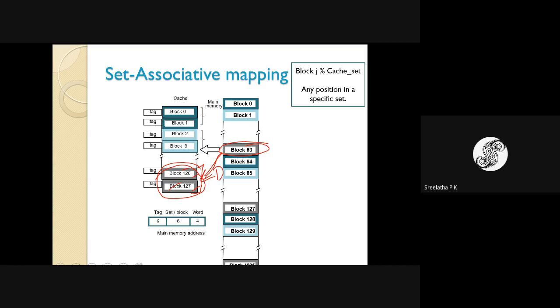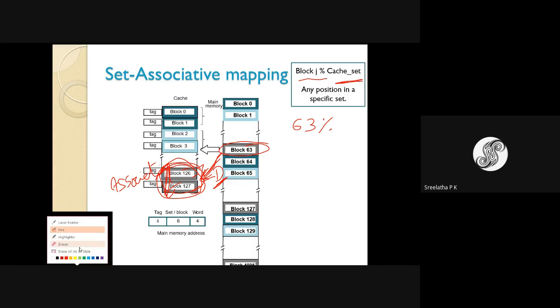Here the technique of direct mapping which is used is block J modulus cache set. How many sets are there for the cache? So cache set will give the location. That is the technique of direct mapping. Within this particular set, the technique used is associative mapping, that is, any block within the set can be used. Understood, students? Set associative is a combination of direct and associative mapping.